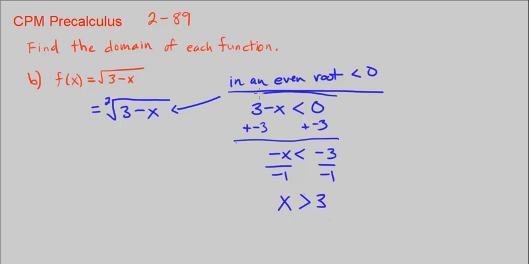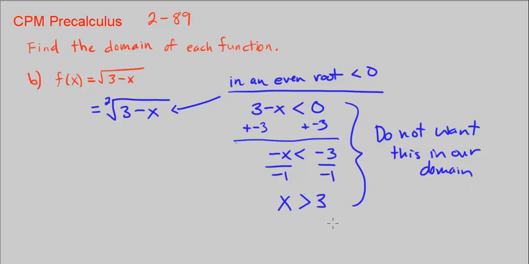Okay? Because we do not want this to be the case. We do not want it to be less than 0. So that means x has to be greater than 3. I just said the opposite. We do not want 3 minus x to be less than 0, right? We solved for x, got it alone. We do not want this in our domain, right?